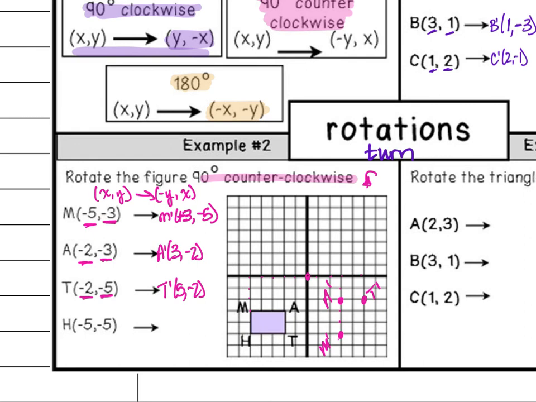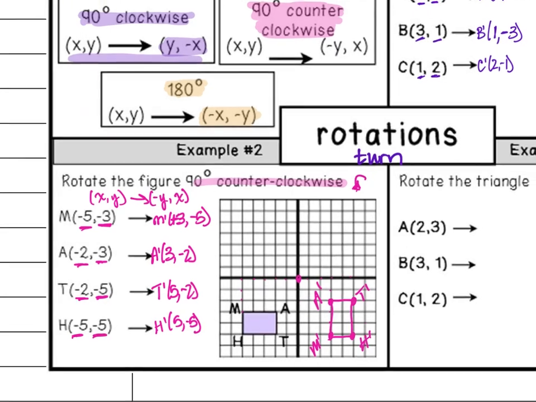Okay. And then H prime. This is my Y, it becomes my X and changes signs. This is my X, it becomes my Y and stays the same. 5, -5, H prime. So there is my new figure right there.